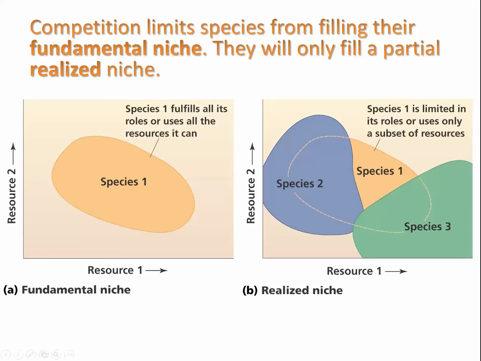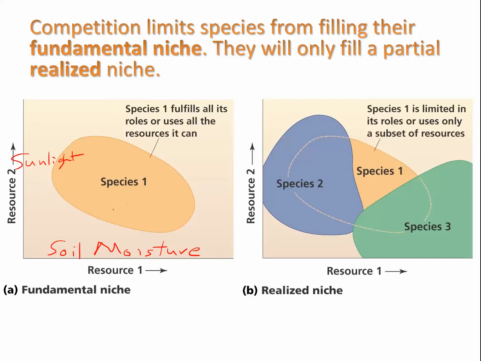If you have basically on the left here, let's take a look at fundamental niche. This is kind of abstract here. Resource 1 along this axis, resource 2 along the vertical axis. Species 1 fulfills all its roles or uses all the resources it can. This would be without any competition from other species. Okay, let's get more specific with this. So let's say that resource 1 is moisture, soil moisture. This is something that all plants need. And plants also need sunlight. So let's say that that's resource 2 up here.